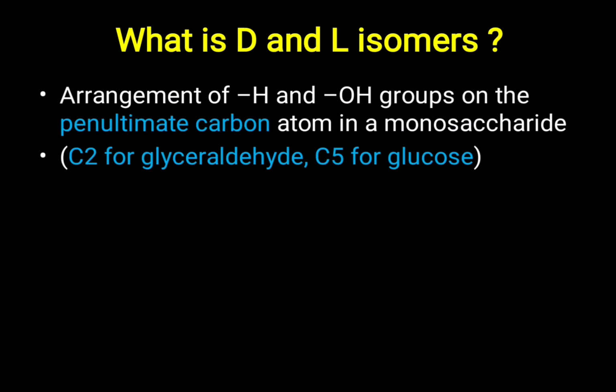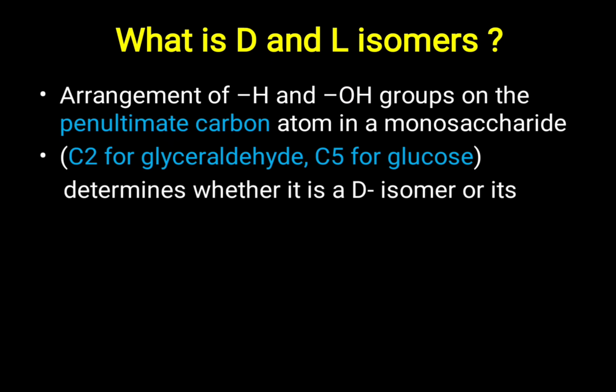But glucose has a total of 6 carbons, so C5, the fifth carbon, becomes the penultimate carbon for the glucose molecule. Further, we are going to understand what the D and L varieties are as per the H and OH arrangement. The H and OH arrangement over the penultimate carbon determines whether it is a D isomer or its mirror image, which is called an L isomer.